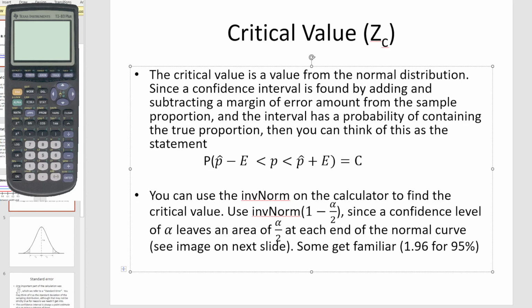You can use invNorm on the calculator to find the critical value. We would use invNorm of 1 minus alpha over 2, since the confidence level leaves an area of alpha over 2 at each end of the normal curve. There's an image on the next slide to demonstrate this. And some of these values get familiar. For instance, when we see a 95% confidence interval, we know that our critical value, z sub c, should be 1.96.